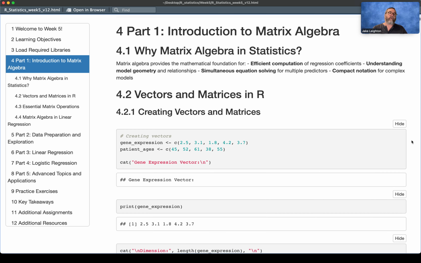So first, why matrix algebra and statistics? Well, when I started this whole course off, I talked about the importance of vectors, right? The ability to use vectors in R allows for much more efficient computation, right? Much less memory usage, and it's really what R was made for, right? So in the same sense, by using matrix algebra under the engine, we can have more efficient computation of our regression coefficients in our linear and logistic regression. We can understand our model geometry and the relationships better, and understand how we're really solving this from the bottom up. So let's get into it.